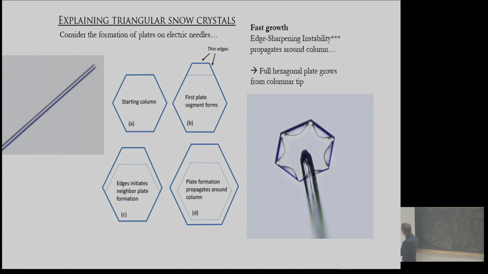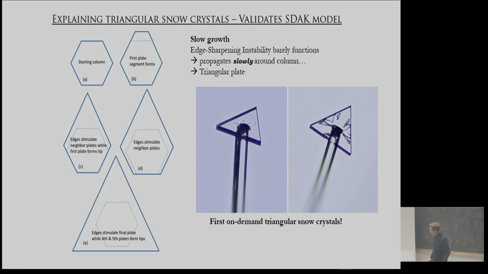If you grow it to 0.5 millimeter, it starts to look a lot like a hexagonal plate. This is just a snapshot of what's going on. You start out with this edge sharpening instability, and it propagates around the column until you get a nice plate. This instability explains why you get really nice thin plates on the ends of these columns with very great regularity. But now we're going to change.